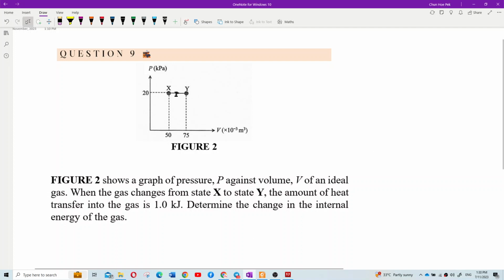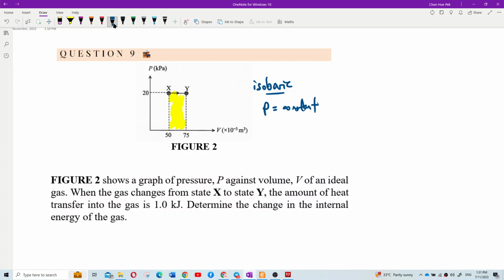Alright. Now, question 9. What process is this, class? What is constant? Pressure constant. What process? Isobaric process. Constant pressure, isobaric. You must know how to find the area under the graph. Very easy, just a rectangle shape, rectangle area. Write down first, this is isobaric. So pressure is constant. Volume changes, temperature changes.